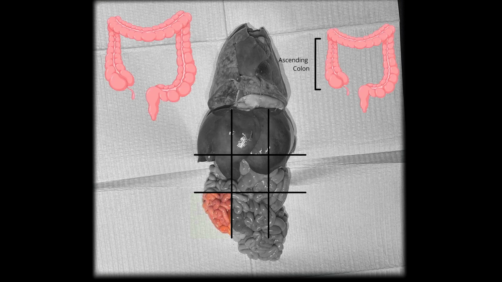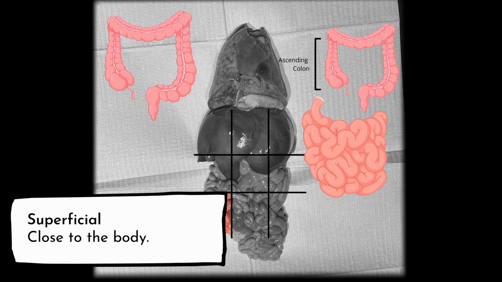To continue, we will be talking about the right iliac region. In this region, it contains the organs appendix, cecum, ascending colon, and small intestine. A good example of the directional term superficial is that the small intestines are superficial to the kidneys.